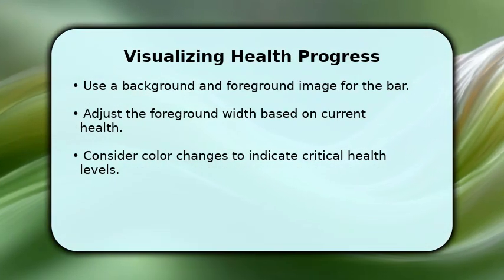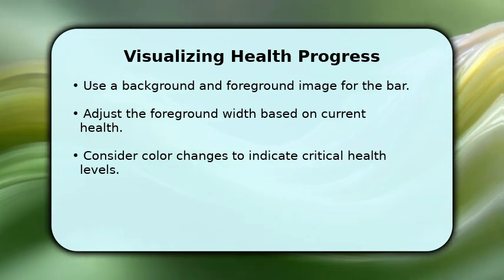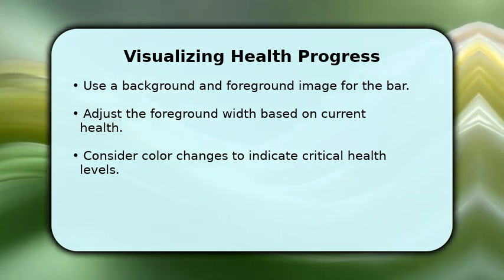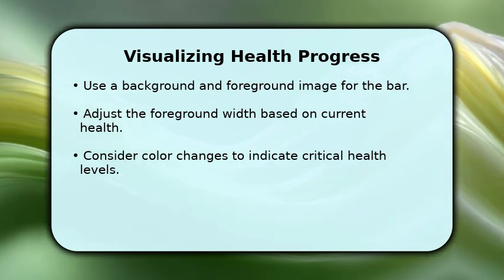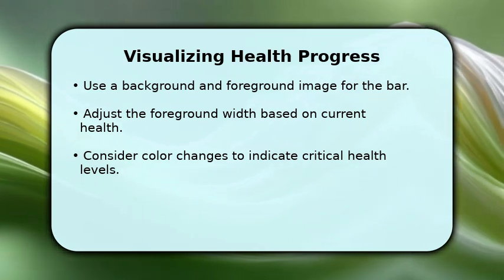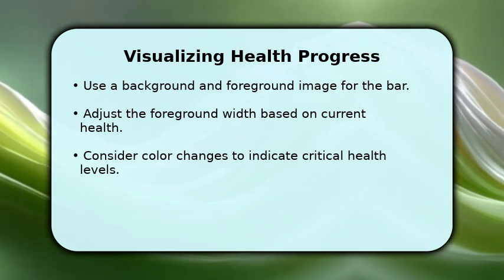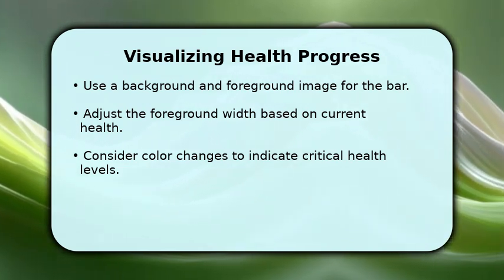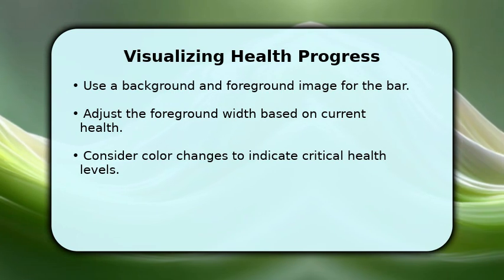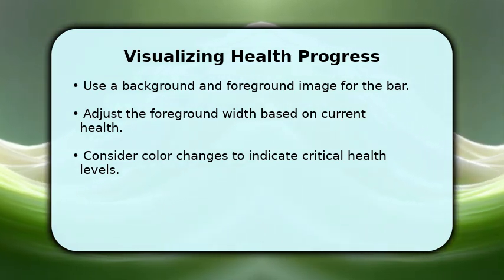Now, let's dive into the visual aspect of your health bar. A common approach involves using two images, one for the background and another for the foreground, which represents the actual health. You'll dynamically adjust the width of this foreground image to reflect the character's current health value. For added clarity, think about changing the bar's color, perhaps to red, when health drops below a critical 25% threshold, giving players a clear visual cue.